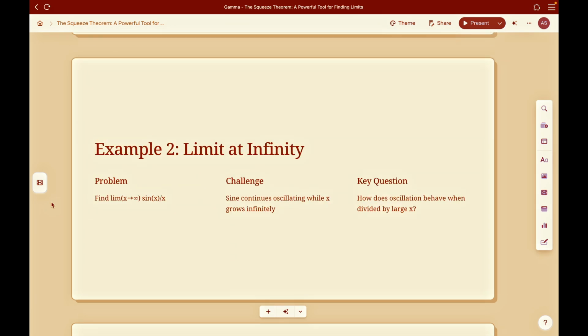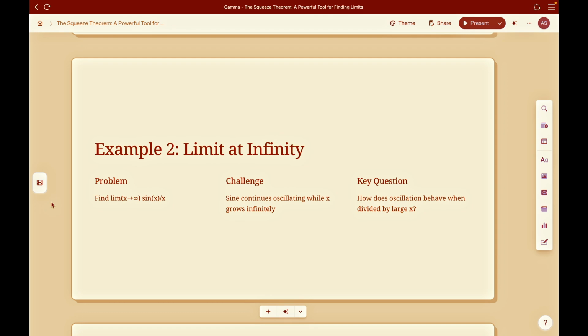Our second example is a limit at infinity, where we would have the limit as x approaches infinity of sine x over x. Now, what happens over here is, instead of going to 0, where there is an identity for this, we're going to infinity for this. And if we go to infinity, the problem is that sine would continue oscillating while x grows infinitely, so we would not exactly be sure how this would work.